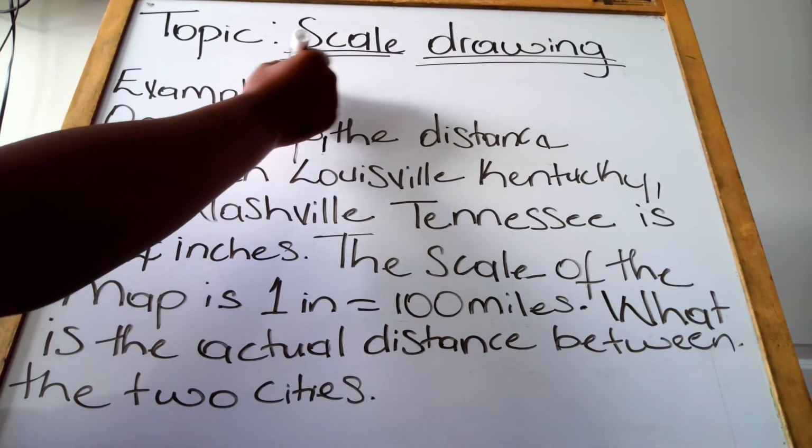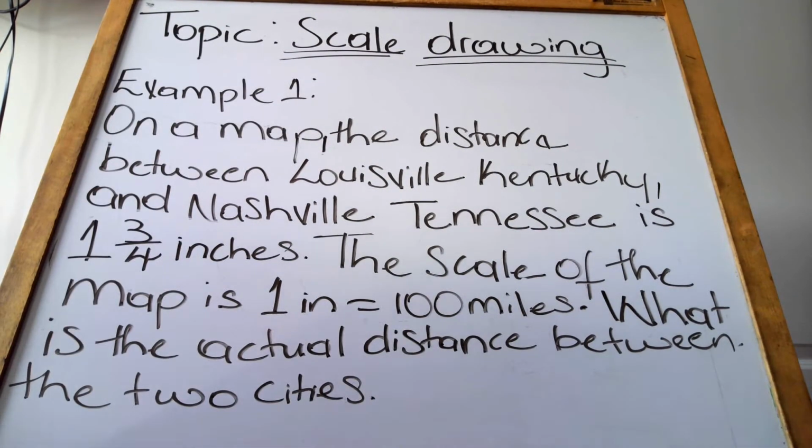We have our first example here. It says, on a map, the distance between Louisville, Kentucky and Nashville, Tennessee is 1 3/4 inches. The scale of the map is 1 inch equal 100 miles. What is the actual distance between the two cities?